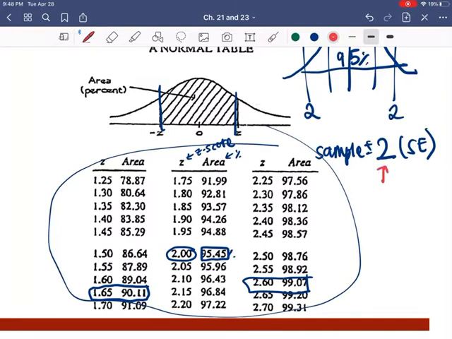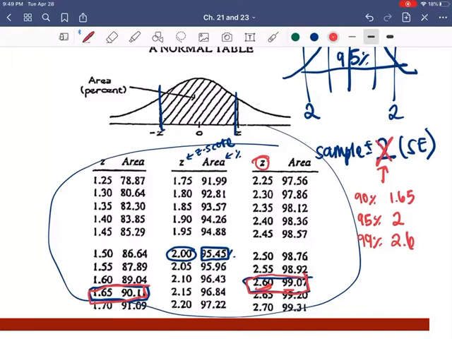So this number right here changes depending on the confidence level. If the confidence level is 90%, then that number is going to be 1.65. That comes from right here. If the confidence interval is 95%, that number is going to be 2. And if it's a 99% confidence interval, then that number is going to be 2.6.